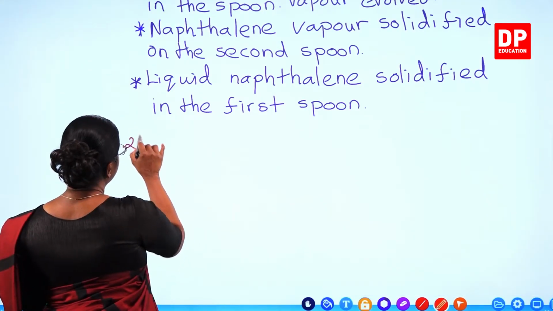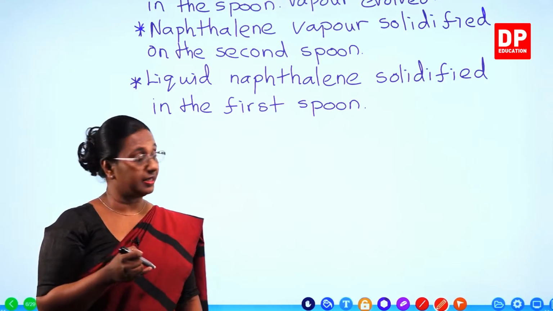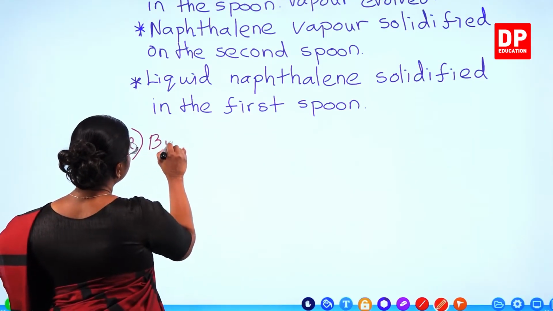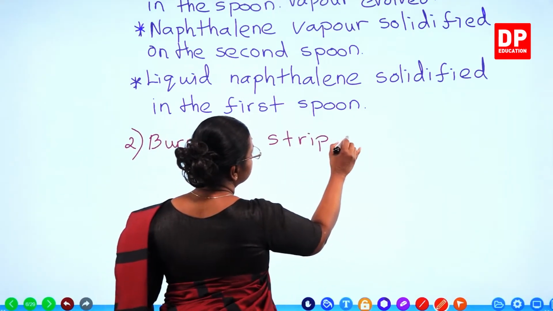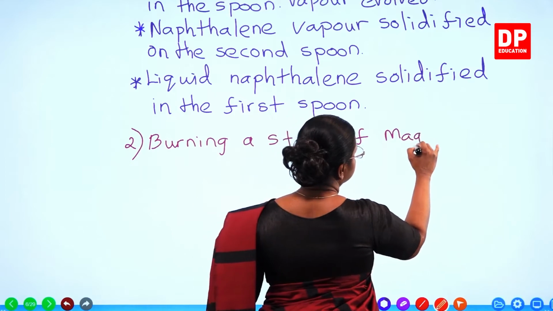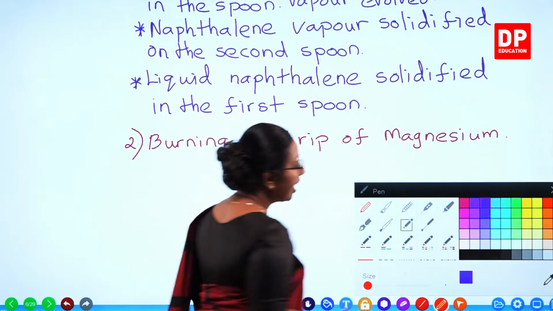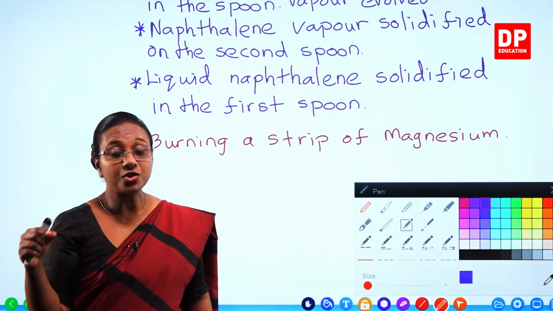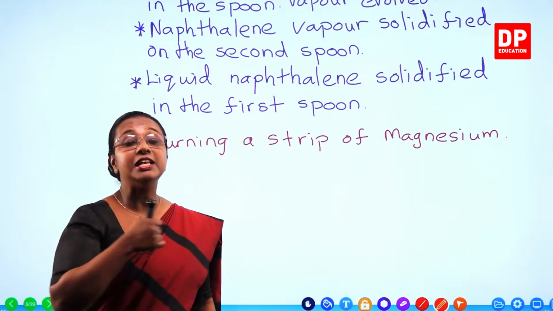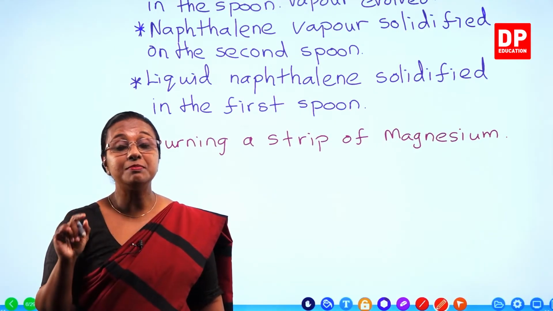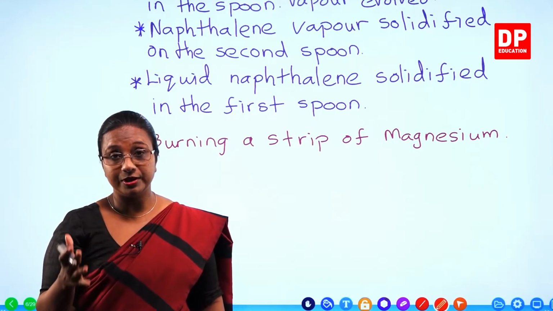Then the second activity. What was the second activity we did? We burned a strip of magnesium. So there, what did we see? Magnesium is a solid, shiny metal. That is, the clean magnesium was shiny. And when we held it to the Bunsen flame, you saw it burning with a bright white flame, and finally a white color powder remains.